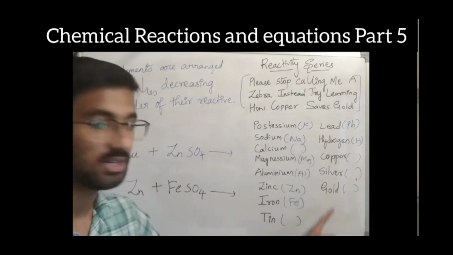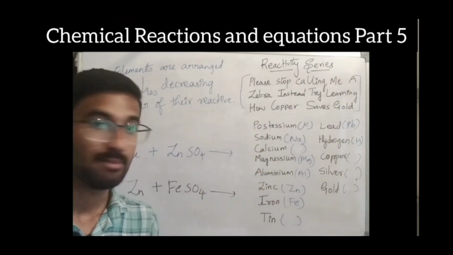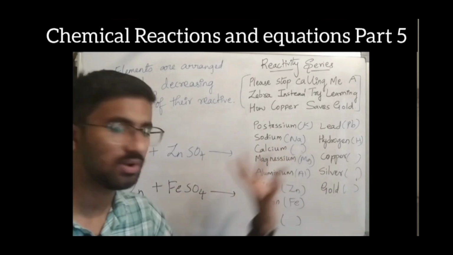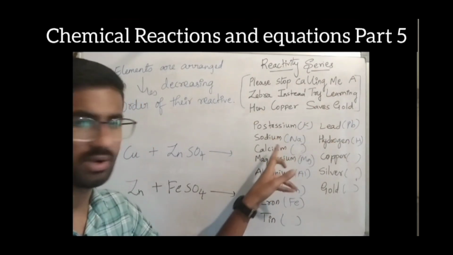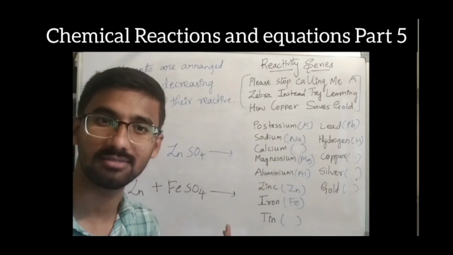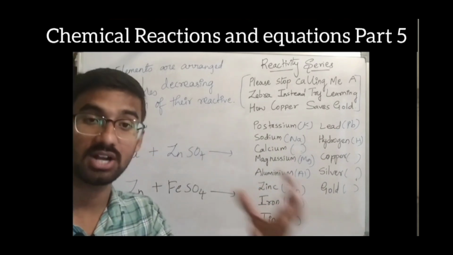It means gold is least reactive, potassium is highly reactive. Potassium can replace gold easily, and all the others. Potassium can replace sodium, calcium, all the way to gold. It is the most reactive metal, or most reactive element.